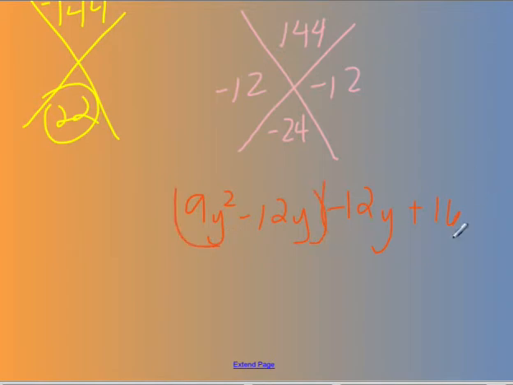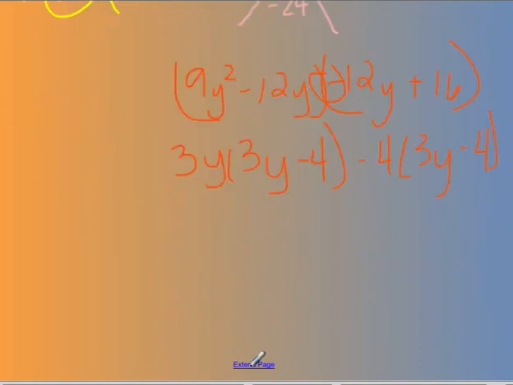Between 9 and 12, I can take out a 3 and a y, and then I'm left with 3y minus 4. I'm going to take a negative out of the second group because there's a negative between the two groups. I'm going to take out a negative 4, and then I have 3y minus 4. Then I checked and our leftovers are matching. So I can go ahead and factor those out.